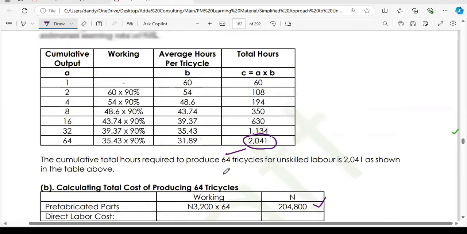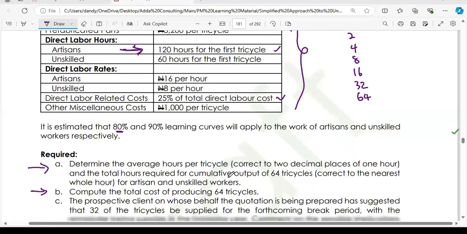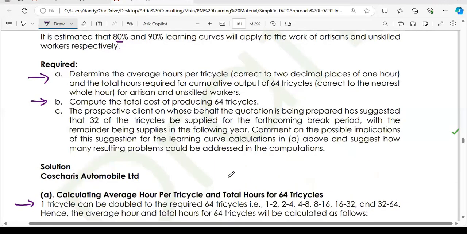Yes. Let's go back to the requirements. So for requirement C now, you are told that the prospective clients on whose behalf the quotation is being prepared have suggested that 32 of the tricycles be supplied for the forthcoming break period, with the remainder being supplied in the following year. Comment on the possible implications of this suggestion for the learning curve calculations in A above and suggest how any resulting problems could be addressed in the computation.